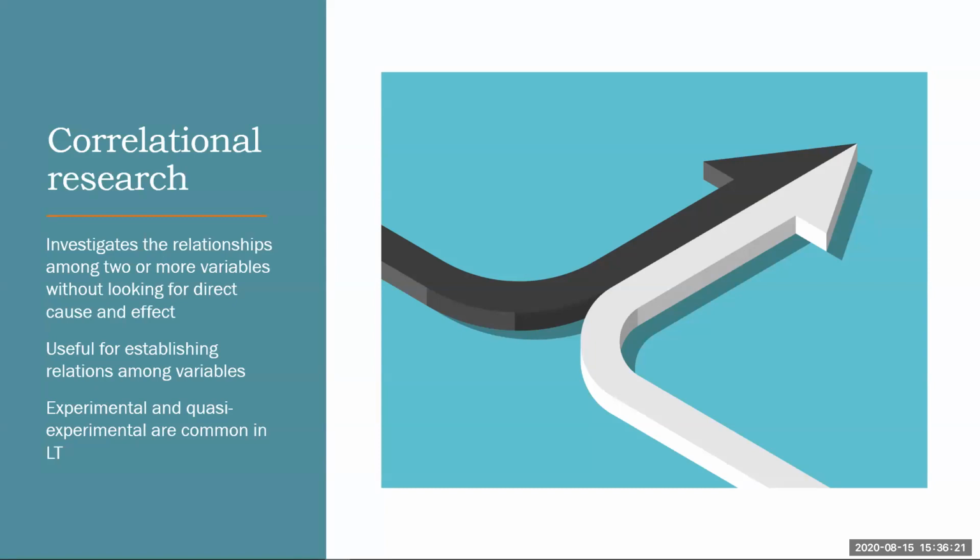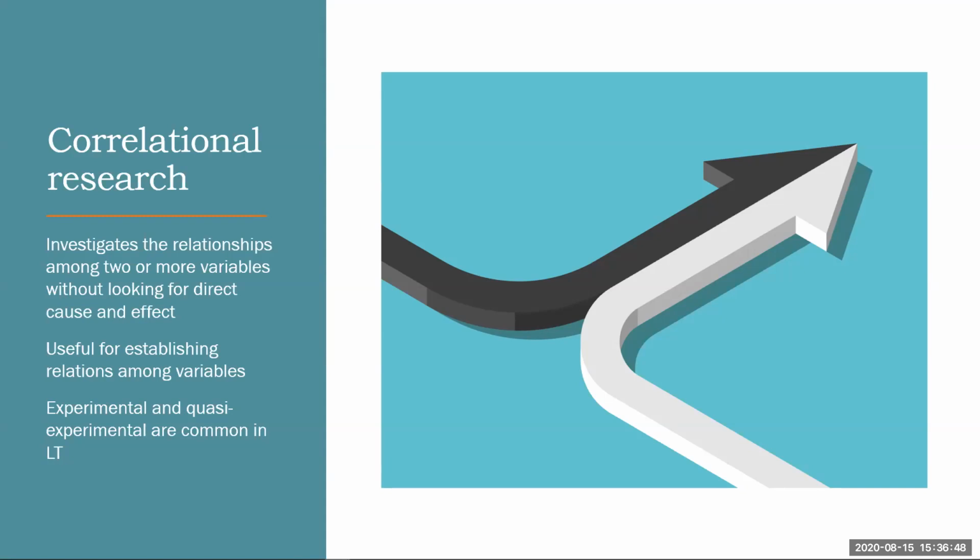We do some action research in LT, but not a lot. That's usually EdD programs, not PhD programs. The one that I was in at University of Houston did action research. PhD programs tend to look more at correlational or other forms of research instead. Cool thing about correlational is it helps you establish relations among variables using math models.